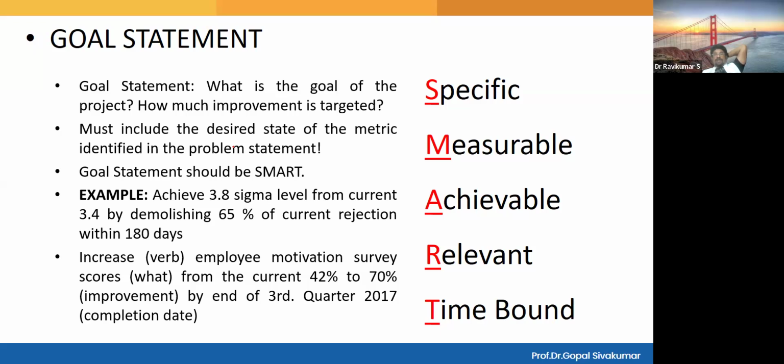Okay, then next one is time bound. That is in which period? In the third quarter. Okay, third quarter means from July to September. In this period, you have to improve this employee motivation score.